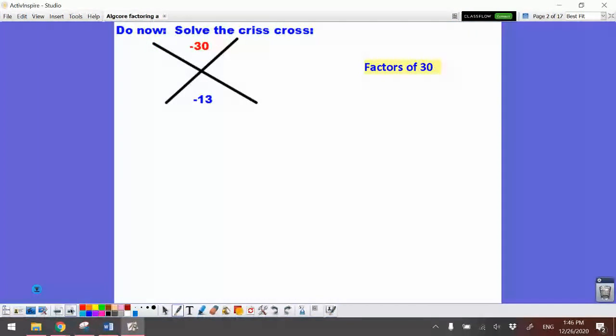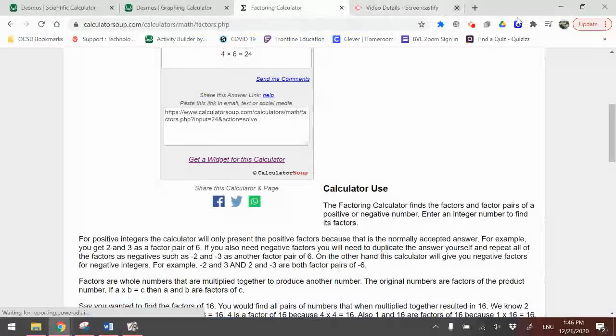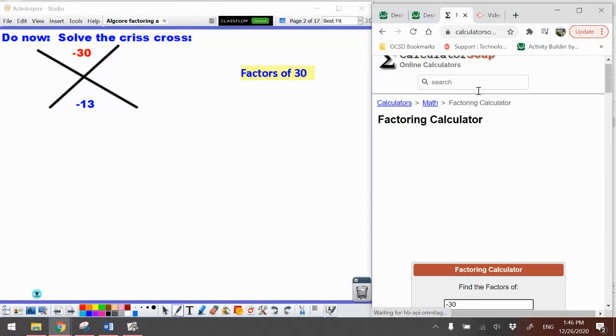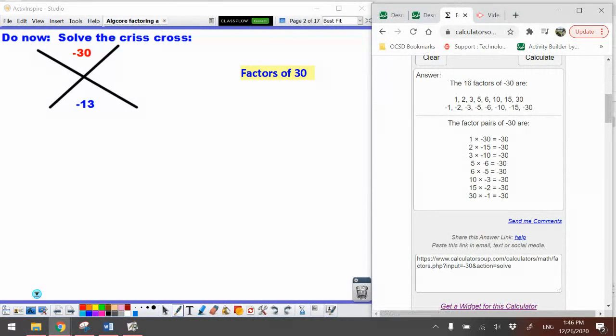Okay, so let's start with our crisscross method. And we need factors of negative 30 that add to negative 13. So remember to get your factor generator going. So here's my factor generator. And I'm going to go ahead and put in a negative 30 here. And let's see what we have. So I need to get 15, or I need to get 13.